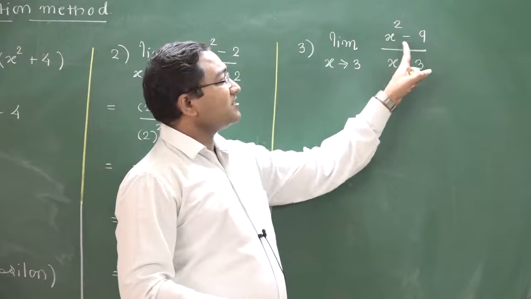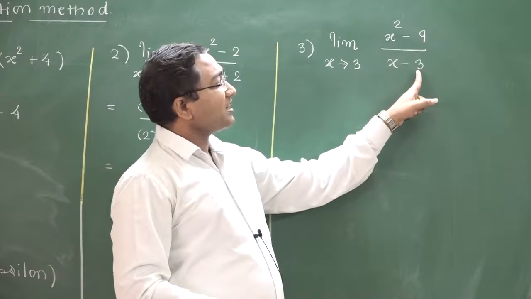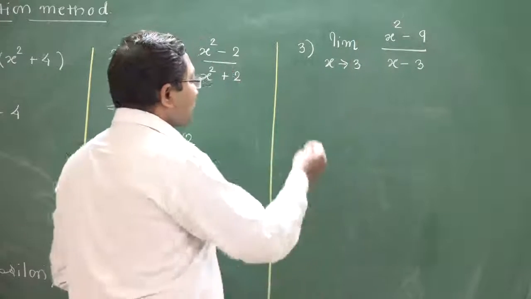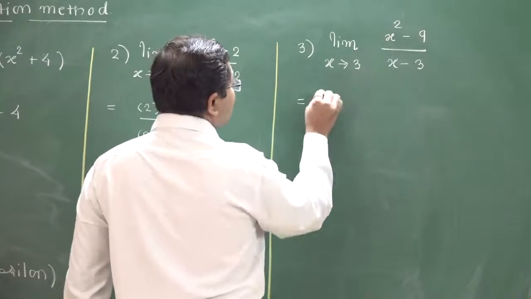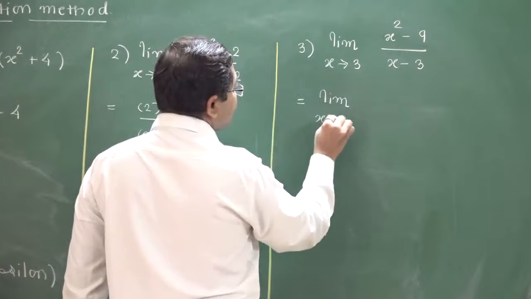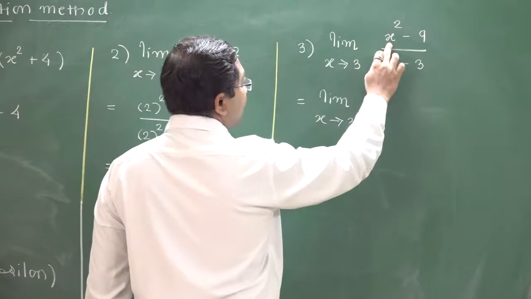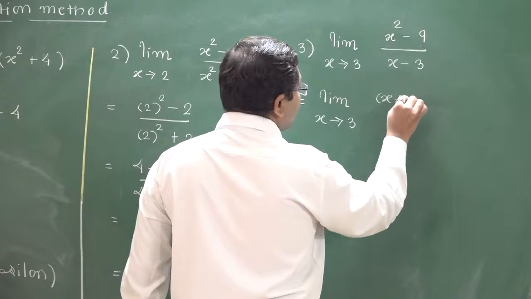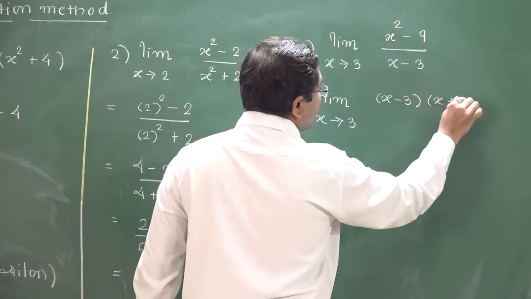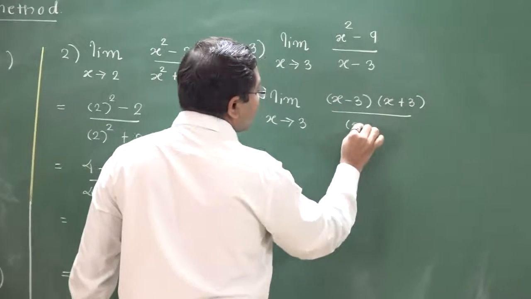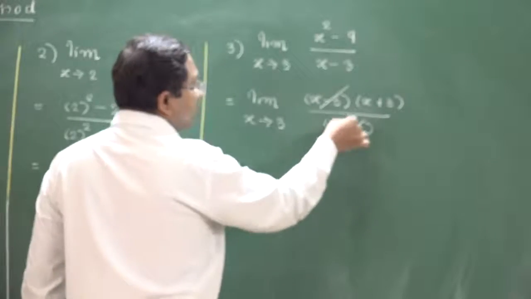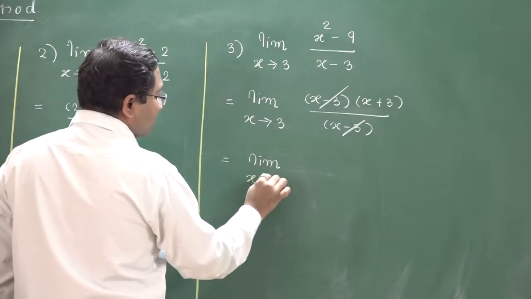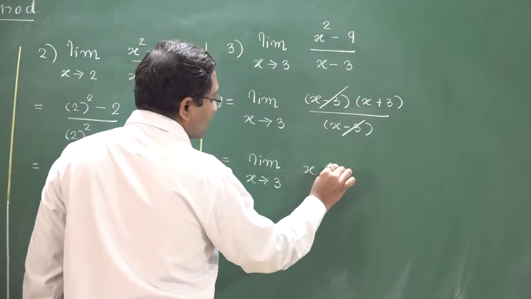So factorization is required, and the x minus 3 factor is cancelled out with the numerator if possible. So we check it. Limit x tends to 3 as it is. The factorization of x square minus 9 according to the difference rule becomes (x minus 3)(x plus 3) upon (x minus 3). So x minus 3 will be cancelled out, and we have limit x tends to 3, x plus 3.